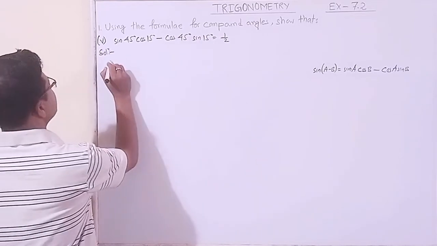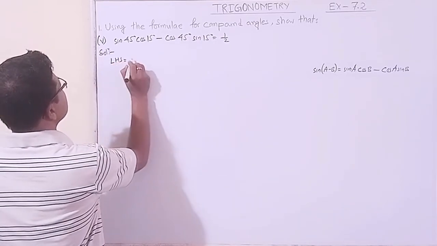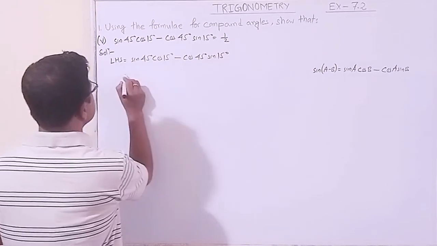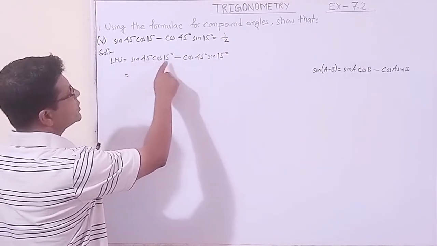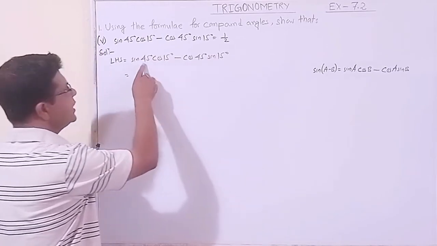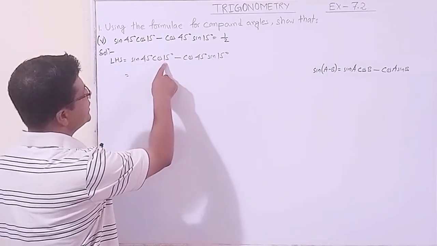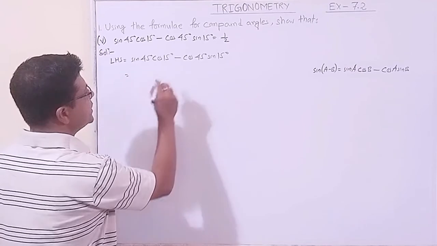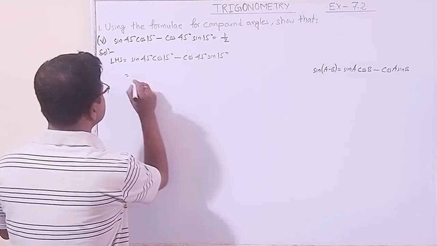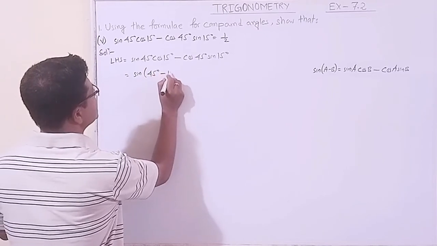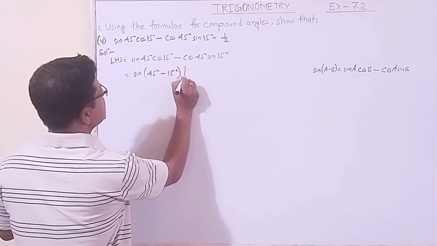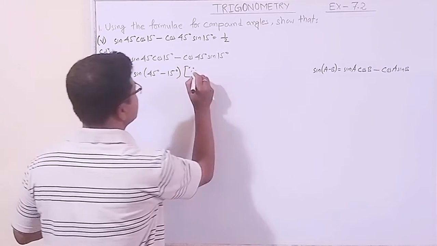Now let us take the left hand side. Again I am saying this is of that form, sin a cos b minus cos a sin b. Here what is a? A is 45 degree. What is b? B is 15 degree. So if this is of that form, we can write this is equal to sin of a minus b. What is the reason? That reason let us write.